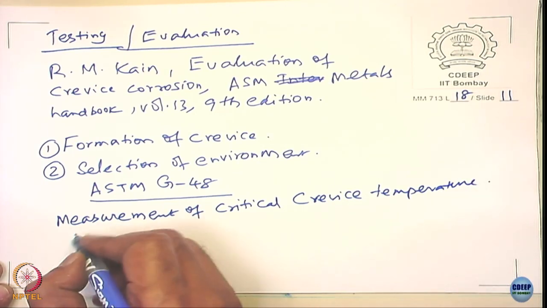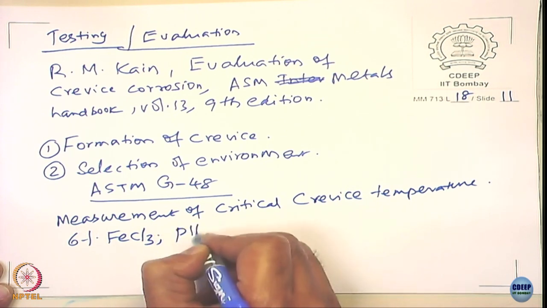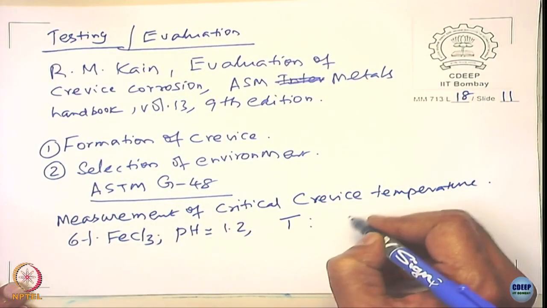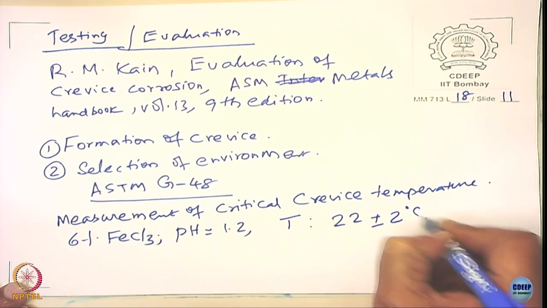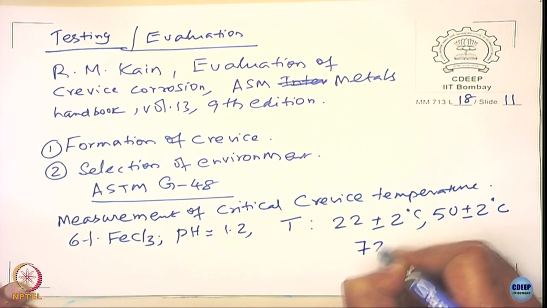Here the solution is 6% ferric chloride solution. The pH is about 1.2. Why do you take ferric chloride? You take ferric chloride because it is a good oxidizer. It can initiate the corrosion process much quicker, much faster than simply immersing in, say, a sodium chloride solution. So, ferric chloride is a good oxidizer, it is an accelerated test that people do, and generally the temperatures chosen are 22 plus or minus 2 degrees Celsius and 50 plus or minus 2 degrees Celsius, and they expose for about 72 hours.